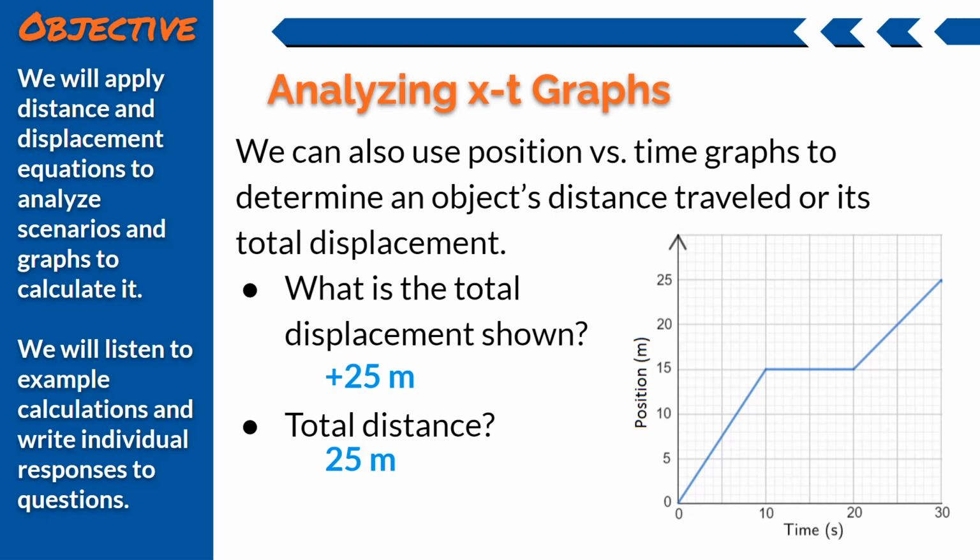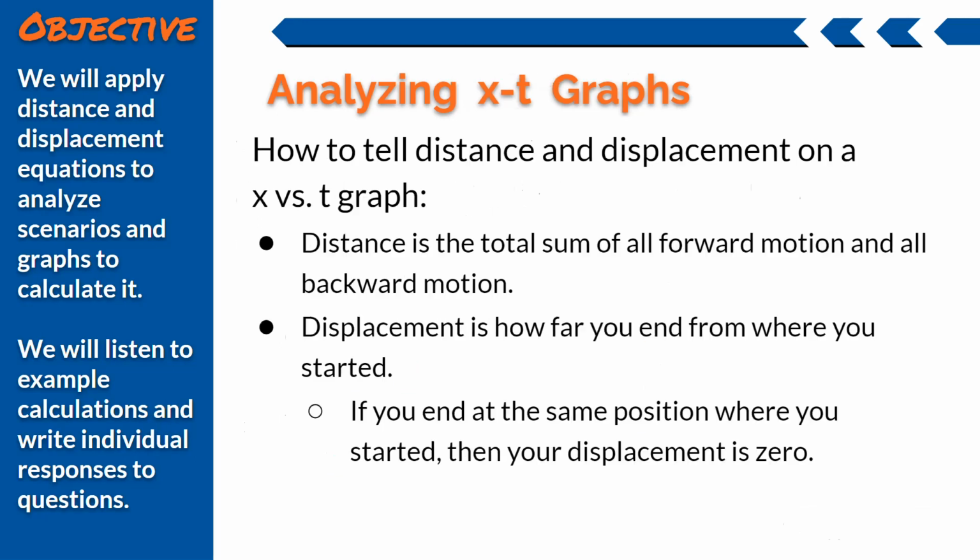Okay, but again, sometimes they're more tricky than that one because that one was only forward. When they go backwards on themselves, then you're obviously going to have different values. Here's how you tell distance and displacement on an xt graph. Distance is the total sum of all forward motion and all backward motion. Again, I don't care which way it is. If I moved, I'm going to add it up all together.